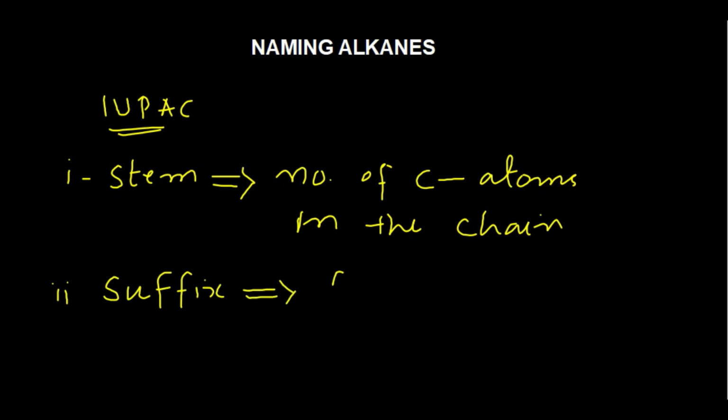What type of information is obtained from suffix? Usually suffix is placed after the stem. It tells the class of compound. For example, for alkanes, the suffix "ane" is usually used. For alkanes, what is the suffix? Ane. Ane is usually used as a suffix for alkanes.